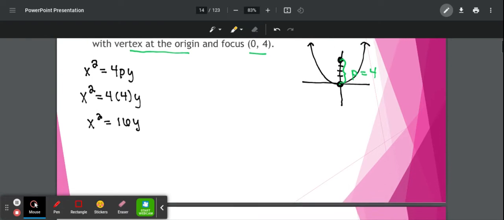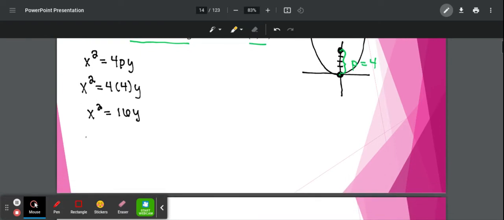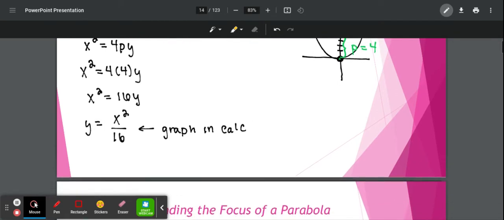If you wanted to graph this, you would have to solve for y. So you would have to say y equals x squared over 16. That would be if you wanted to graph in your calculator, because you would have to have it solved for y equals.